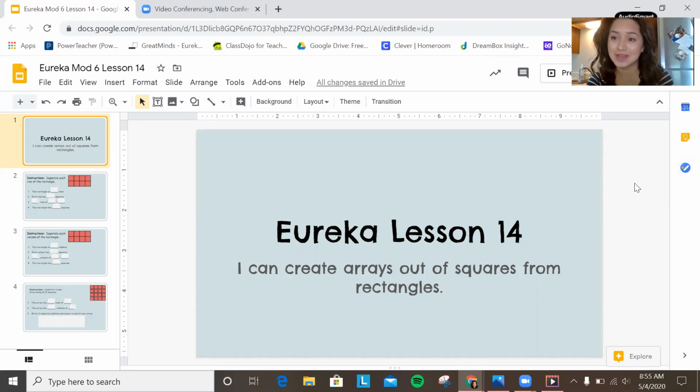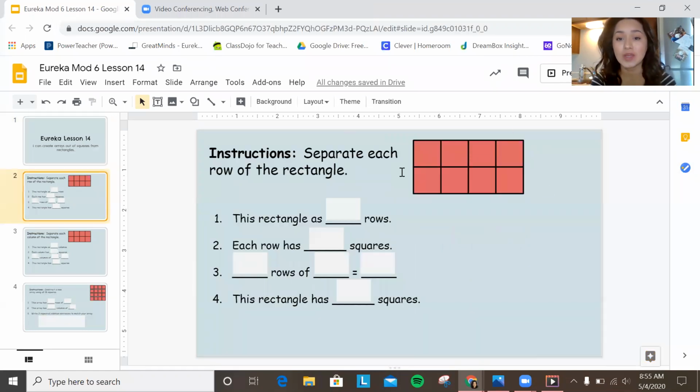For today, we will be doing math lesson 14, and our I can statement is I can create arrays out of squares from rectangles. This is going to be a little different today because we are going to be given a rectangle. If we were in school right now, you would have your own rectangles made out of paper that you'd be able to cut out and move around. But unfortunately, since we're not at school, we have to work with what we have. So please follow along with me. Make sure that you are answering back to any pauses that I provide, and we can work on this together.